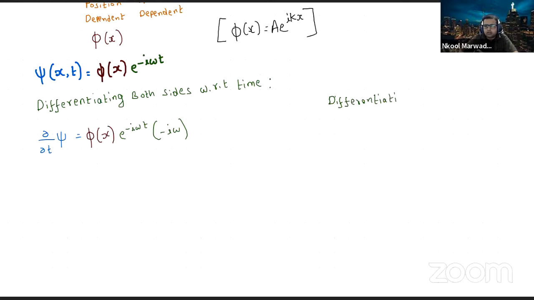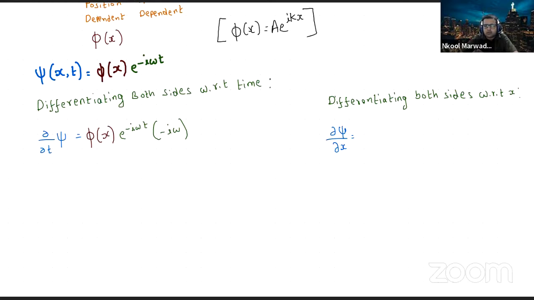Differentiating both sides with respect to x, then you will get partial derivative of the wave function with respect to x. The wave function, we are differentiating it with respect to x.